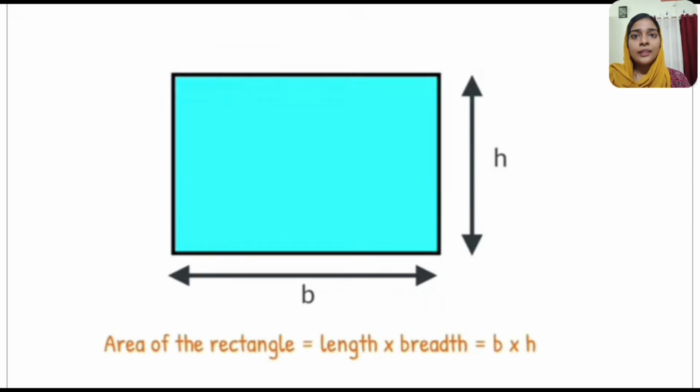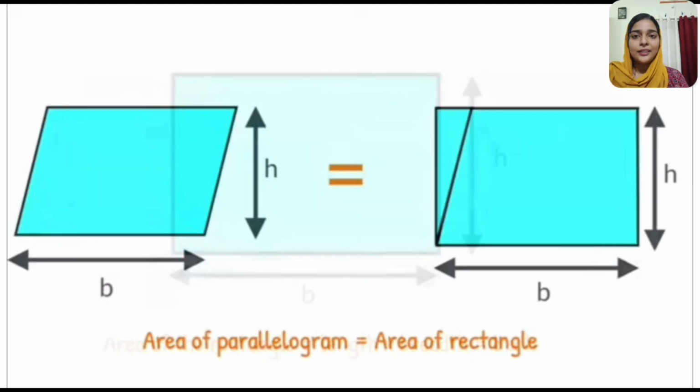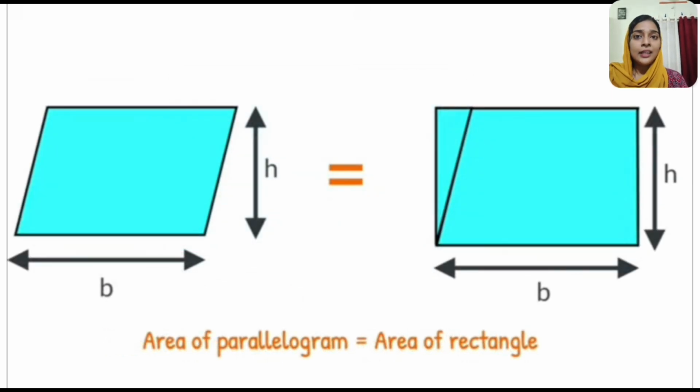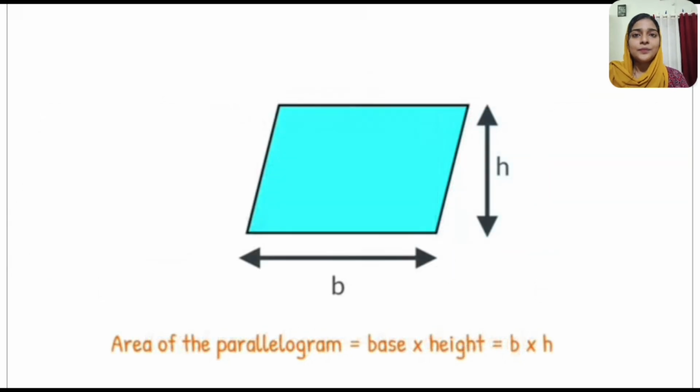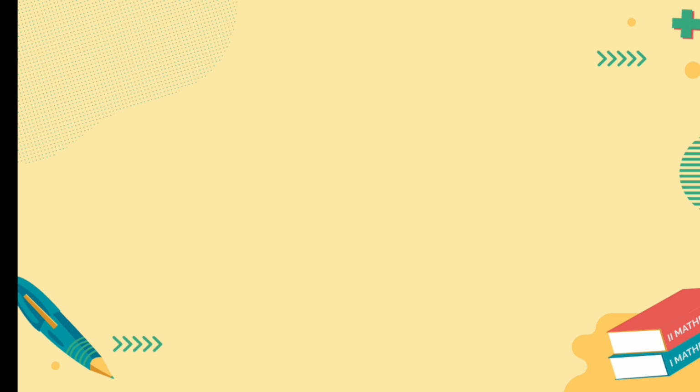As we know, the area of a rectangle is the length multiplied by the breadth. Since the rectangle is made from the parallelogram, the areas of both would be equal. Hence, the area of parallelogram would be base multiplied by height. Now children, let us try an example.